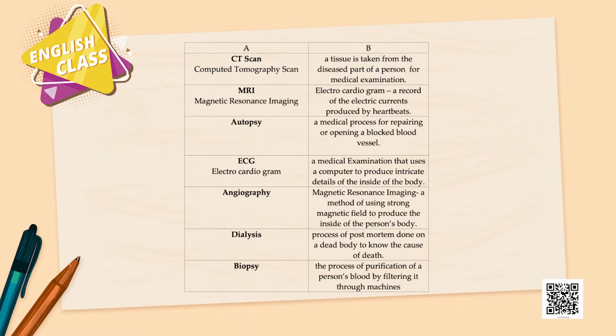There are two columns, column A and column B. Under column A are the medical terms which we frequently use, and column B clarifies those terms. Let us first go through these medical terms. CT scan, the full form of CT is computed tomography scan. The next medical term is MRI. MRI is magnetic resonance imaging. Once again I repeat, magnetic resonance imaging. The next term is autopsy.